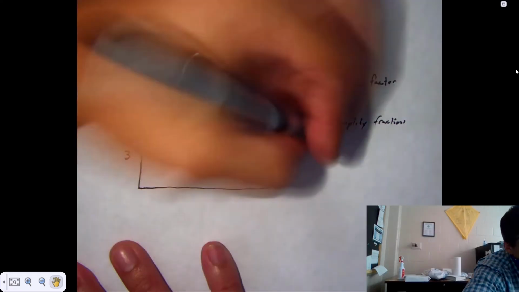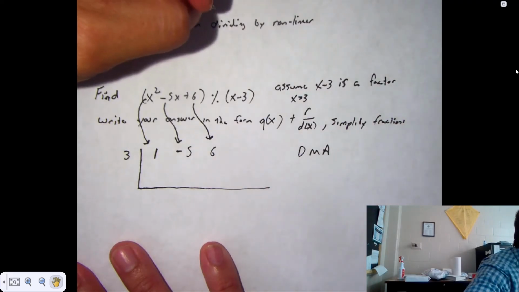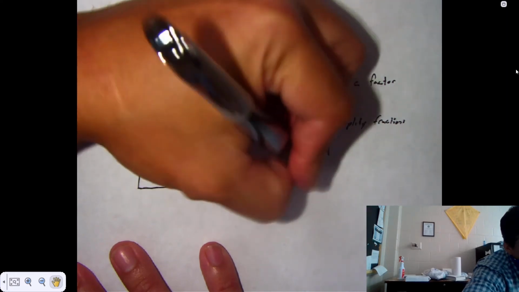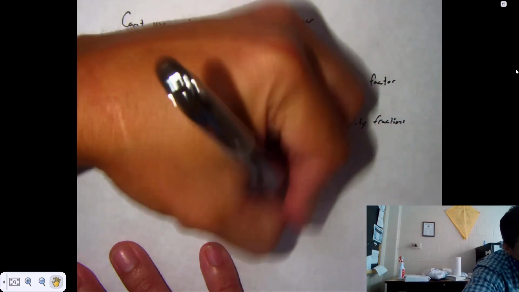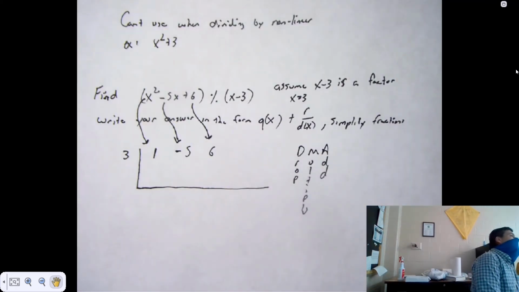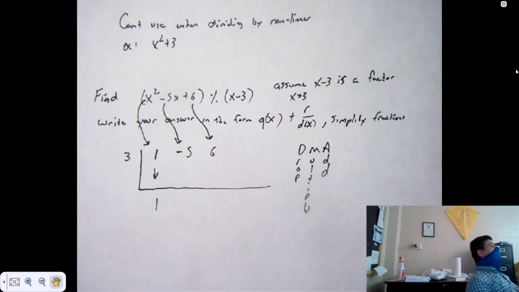I always taught this as DMA. Drop, multiply, and what? Add. So drop, multiply, and add. Again, I even said last year I wish it was DAM so I could cuss every day at you, but no, it's not. DMA: drop, multiply, and add. Of course, you can only do the drop once. What are you going to drop? 1. 1 drops. And then you multiply.